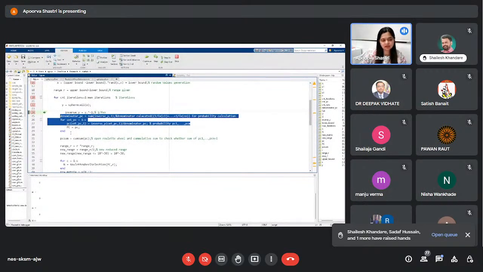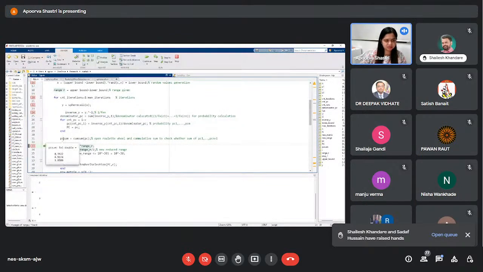Okay, once we are done with probability calculations, we have calculated the cumulative sum. So let us keep one filter over here and check the PC sum. And you can check here that the probability calculation sum comes out to be 1. So our probability calculation or cumulative calculations are correct.